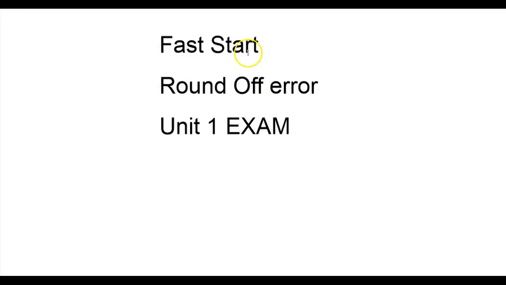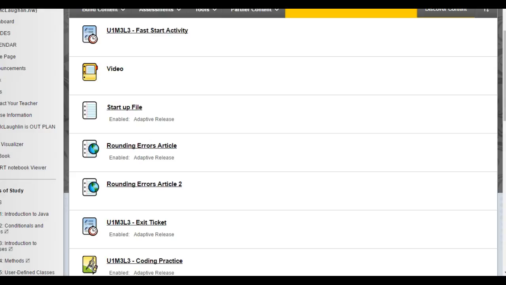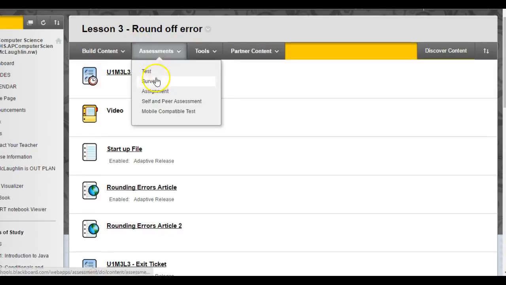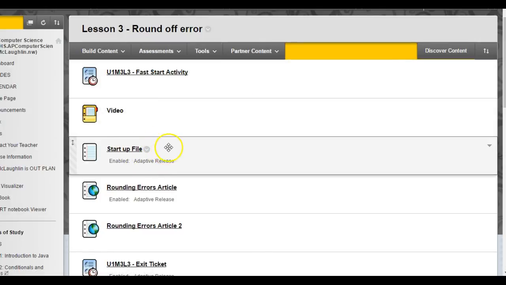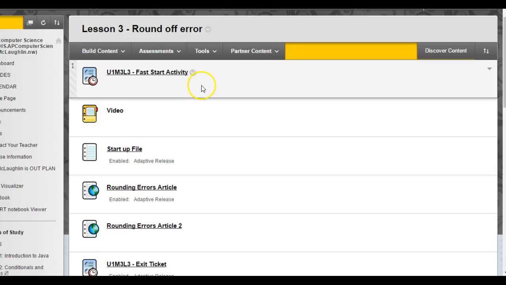But first, I'd like you to do the fast start activity, which you can find in Unit 1, Module 3, Lesson 3, round-off error. Do the fast start activity, and also download the startup file, which you won't be able to see until you do the fast start activity. So do that now. Pause the video.